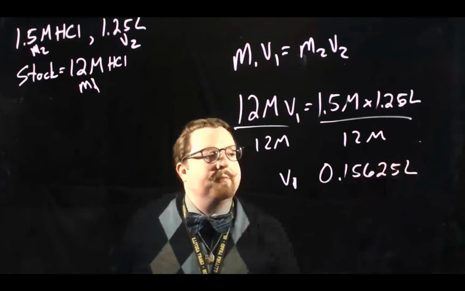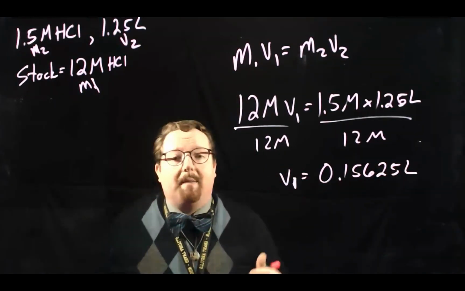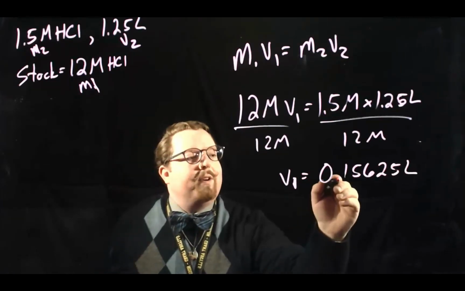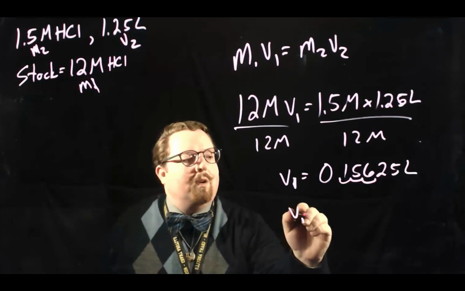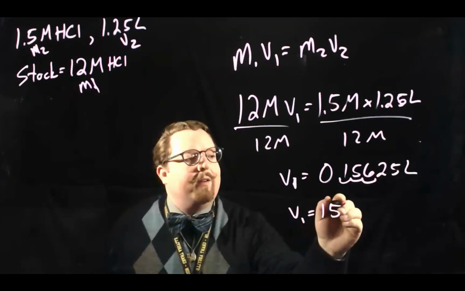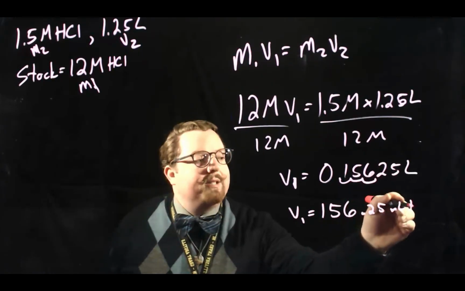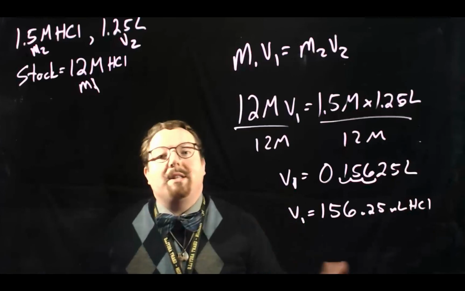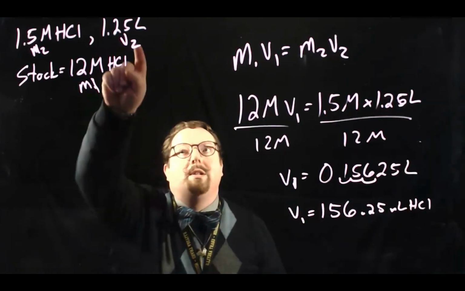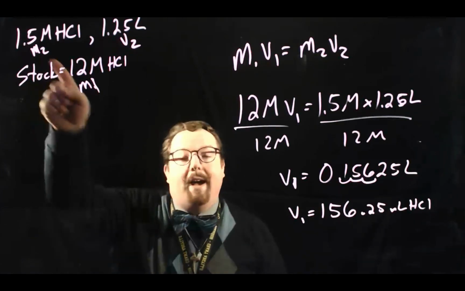0.15625 liters. Now that's a funny number and probably one that's hard to measure, so maybe if we convert that to milliliters by moving the decimal over 3, we could see it a little bit better. We need 156.25 milliliters of our stock HCl solution, along with the rest of the water we need to get to 1.25 liters to get a concentration of 1.5 molar.